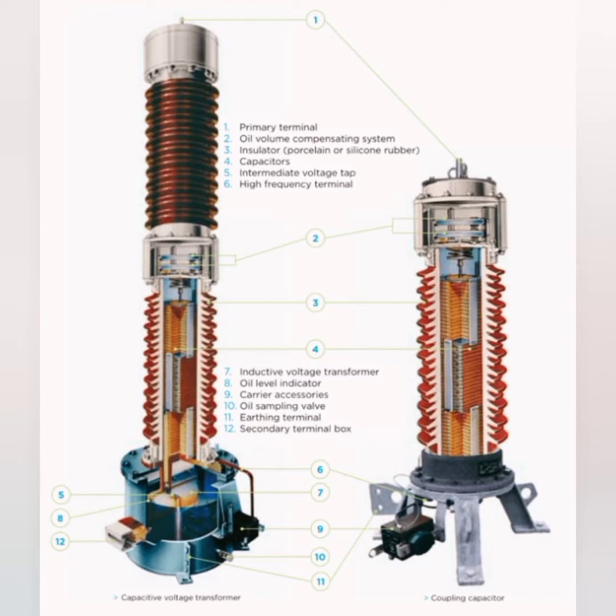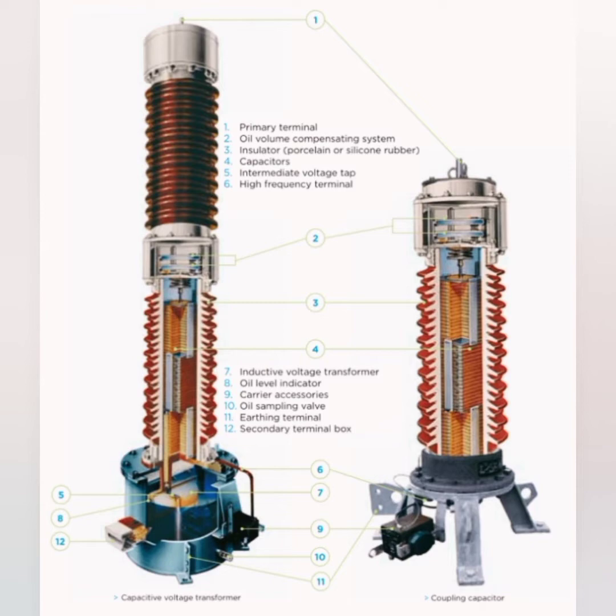This is your overview, where the primary terminal is at the top and the oil volume compensating system is at the middle. Then the insulators are porcelain or silicone rubber, surrounded by the capacitors inside. The capacitor C1 is at the top, the intermediate is your oil volume, and after that oil volume, the next portion is your C2.